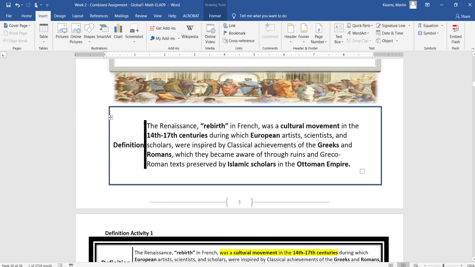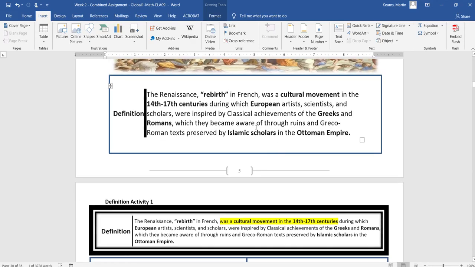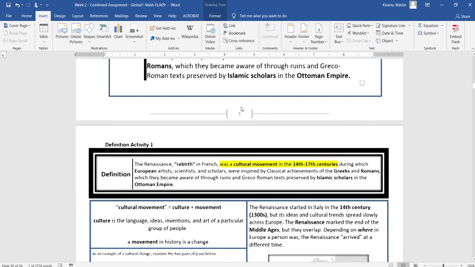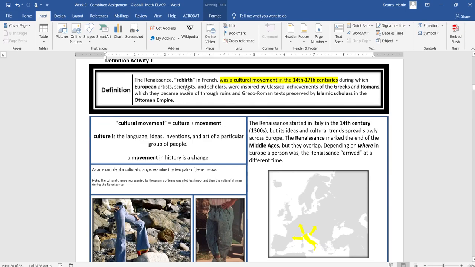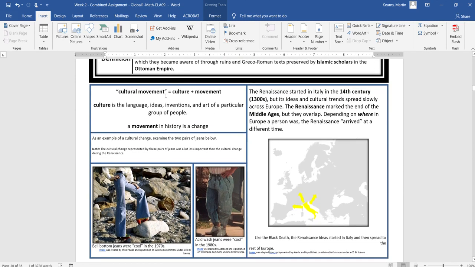So they stumbled upon these texts from the wonderful times in Rome, and they utilized those to dig themselves out of what, the Middle Ages, a lot of people call the Dark Ages. Okay, so definition activity 1. We have the highlight here for you to focus on some important information. Was a cultural movement in the 14th and 17th centuries. Okay, cultural movement.